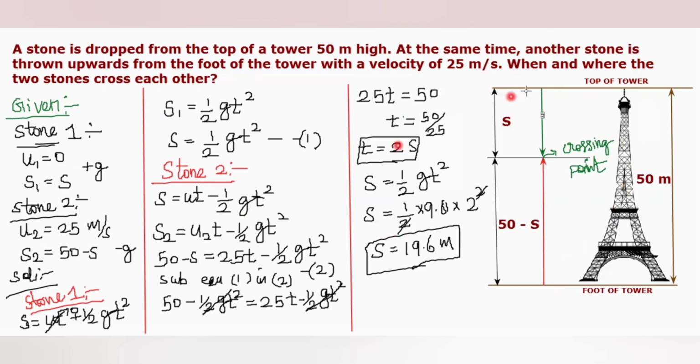Then to calculate where, you just substitute the value of t in either the first or second equation. Here the first one is the simple one. So S equals 1/2 gt², or 1/2 multiplied by 9.81, with t equal to 2, so 2 squared. The square and this 1/2 will simply cancel each other. So S equals 19.6 meters.